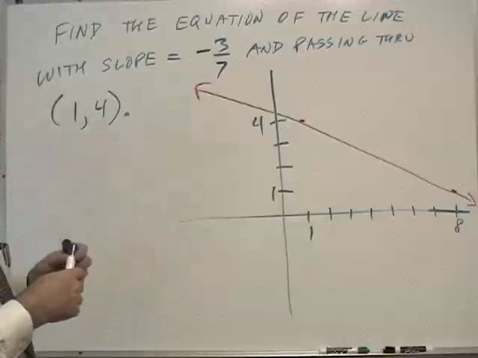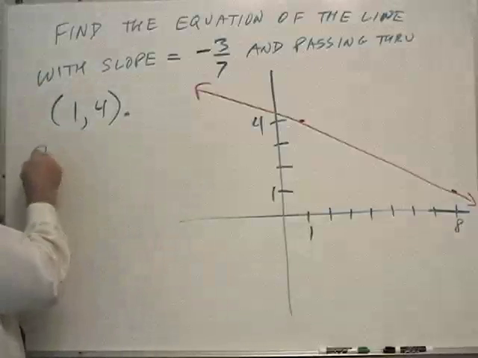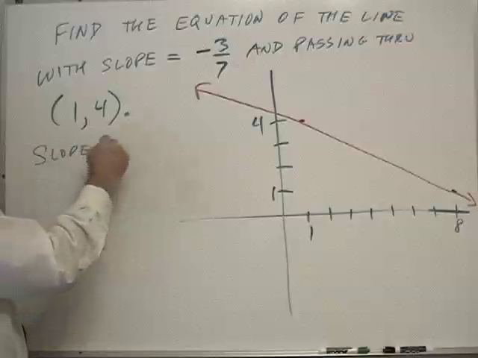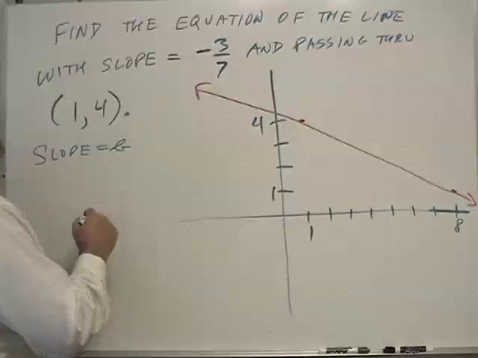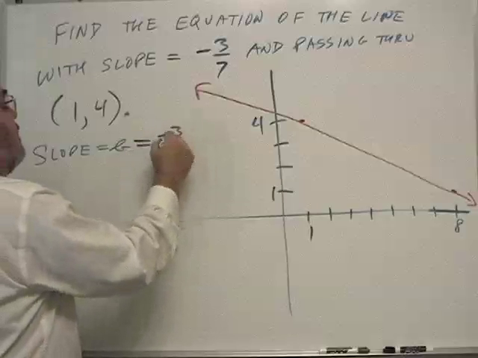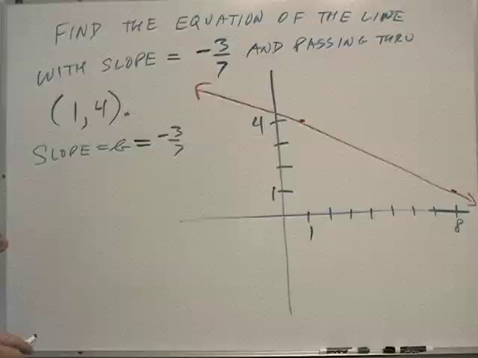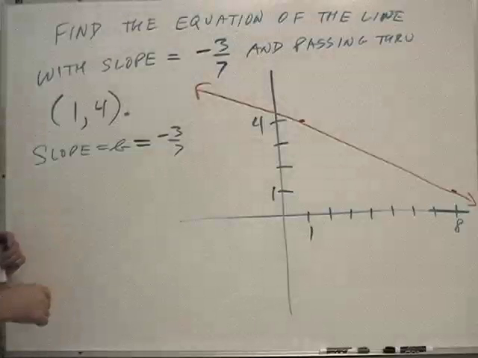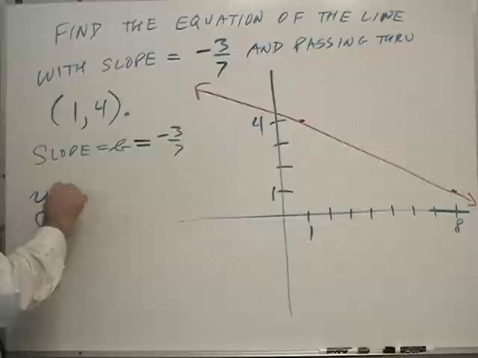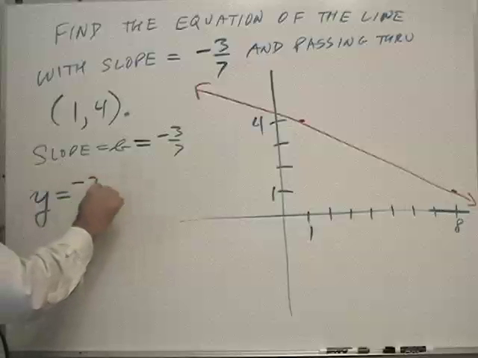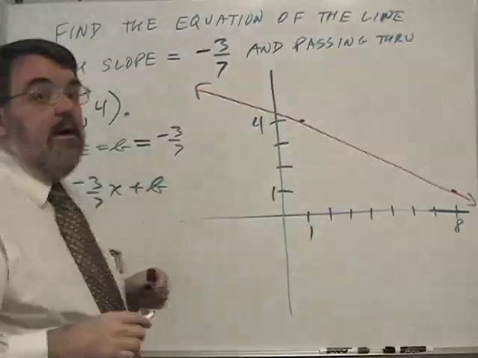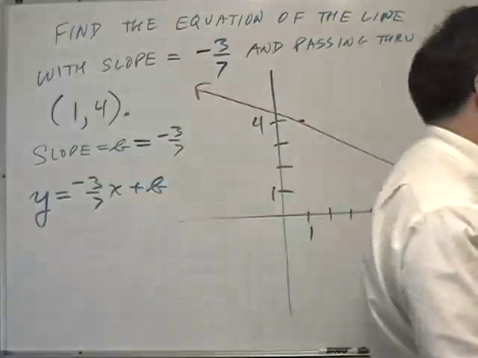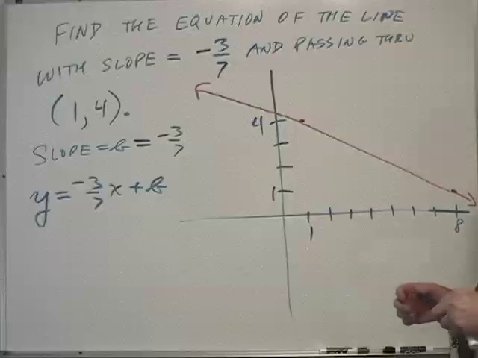Well, the slope is known. Slope, which is also letter m, as we said before, the slope is -3/7. So when you work with the form y equals mx plus b, we have the beginning of our equation. It's y equals -3/7 x plus y-intercept b. Now, what is the y-intercept?